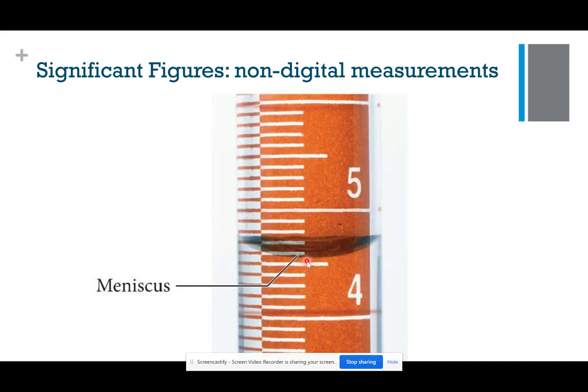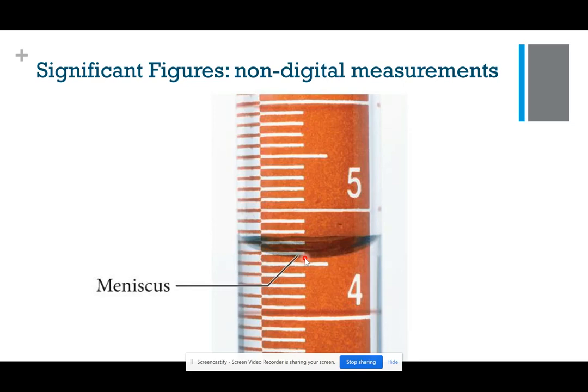So looking at this particular instrument, I see these big numbers here. I'm going to assume this is 4 milliliters, 5 milliliters, and up here this would be 6 milliliters. Okay. So I know this water level, without a shadow of a doubt, is somewhere between 4 and 5 milliliters.